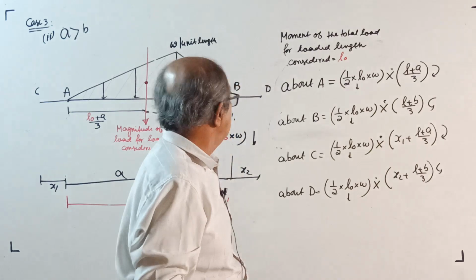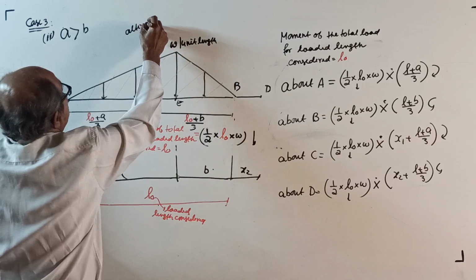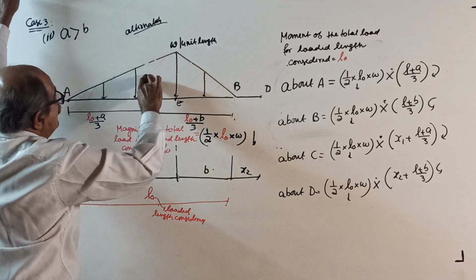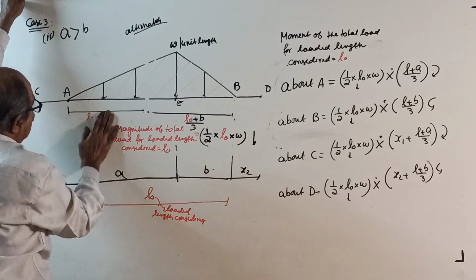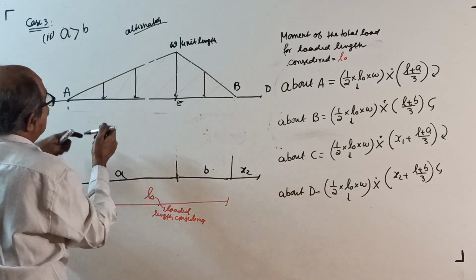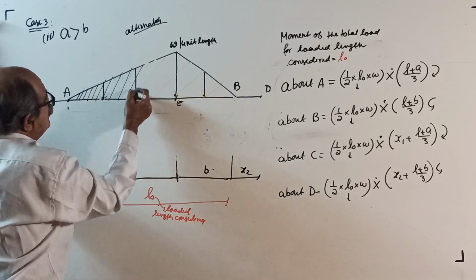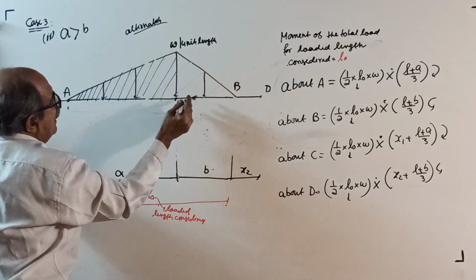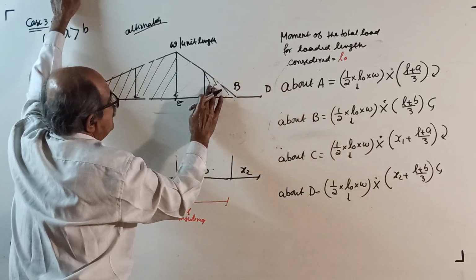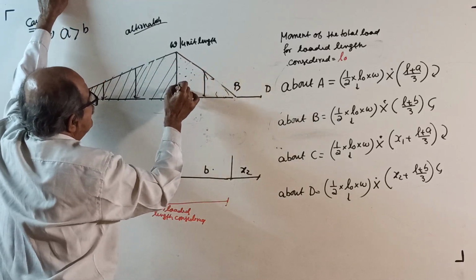Make a note. Now do one thing. Make a note. Alternately, if someone has difficulty with all these, consider this load separately, and this load also separately. Or I'll do one thing, I'll put dot, dot, dot, better. This is hatched, this is much better.